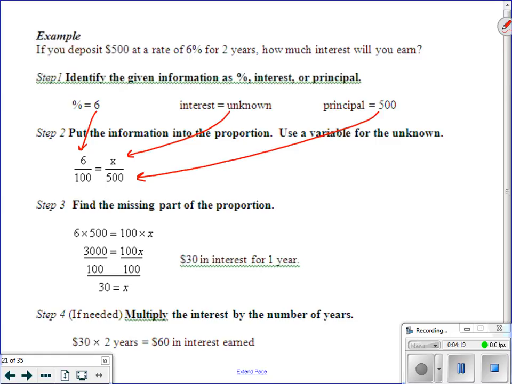So you can see when we solve that proportion, we get 30. Now the important thing to remember here is that $30 is only for 1 year, and the question asked how much it would be for 2 years. So the additional step here is to multiply the interest by the number of years. So we need to take the $30 times 2 years to get the $60 in interest. So you've earned $60 in interest by depositing that $500 at a rate of 6% for 2 years.